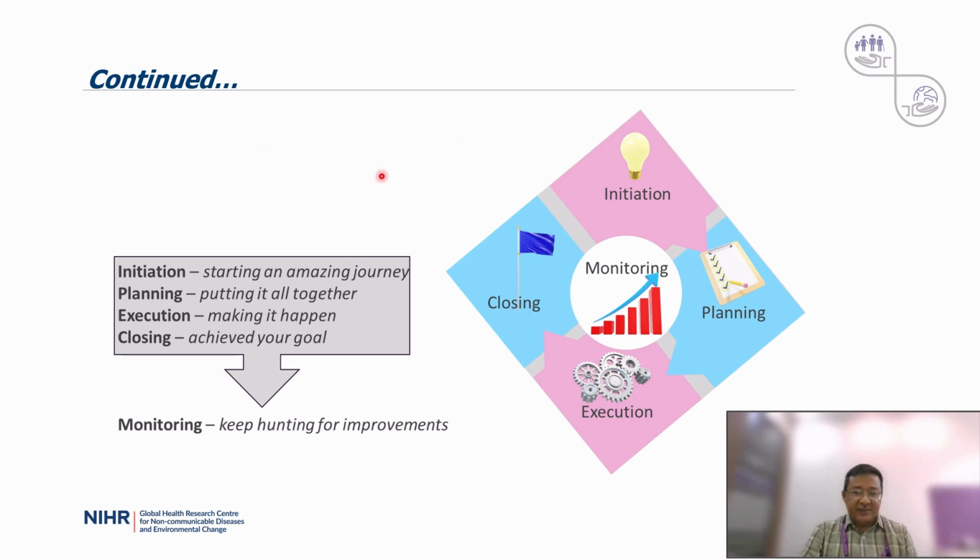The planning is putting all of your learnings together to plan the activity. Execution is making it happen. Closing is you've achieved your goal. And monitoring is you keep hunting for improvements in all these phases.